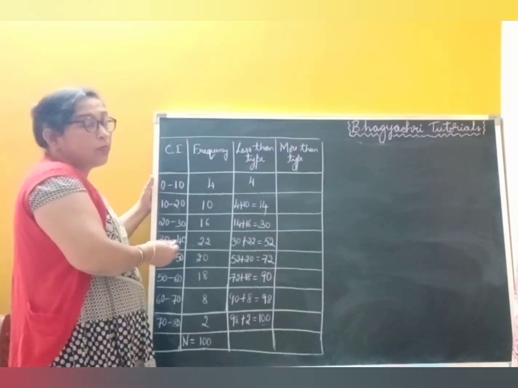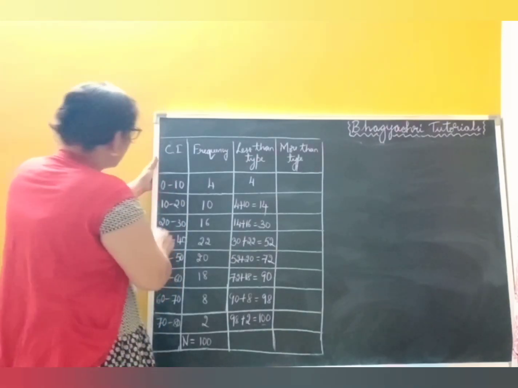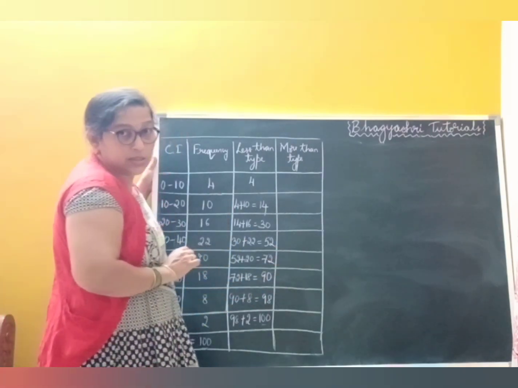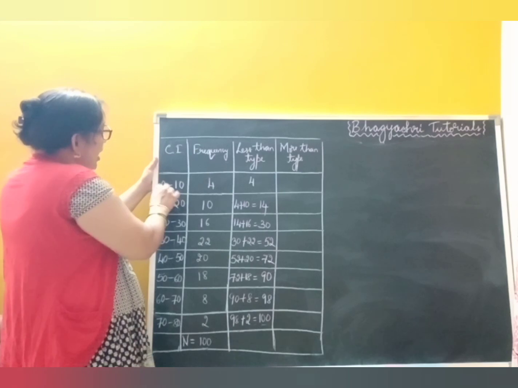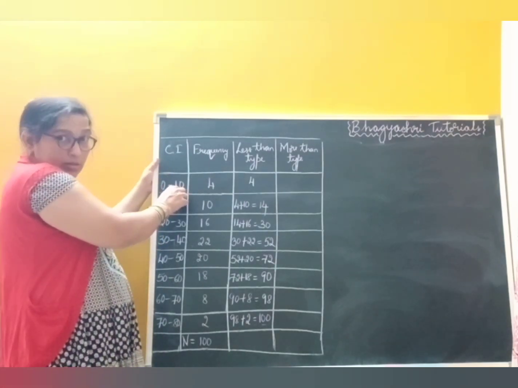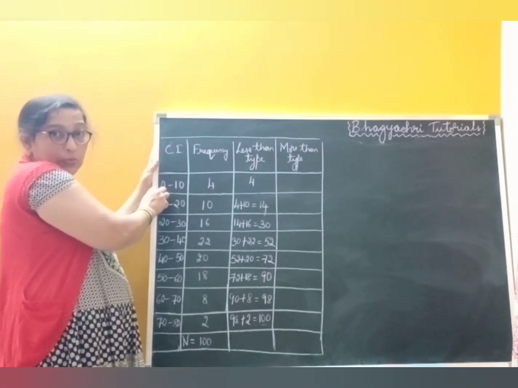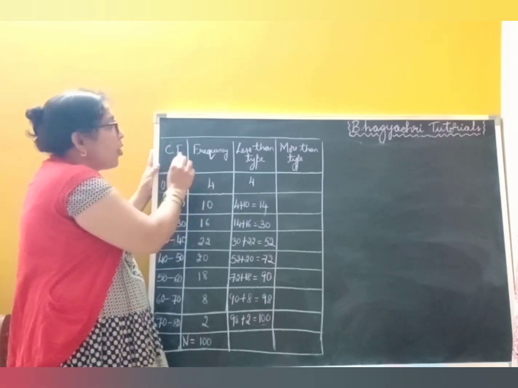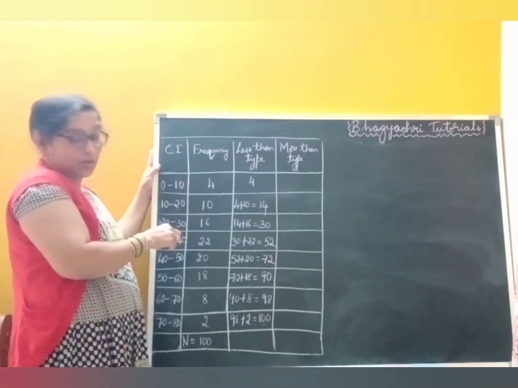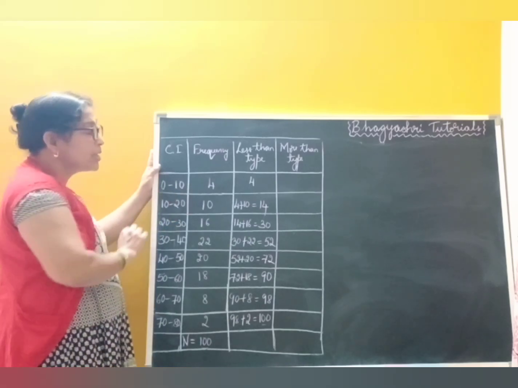See here, while constructing an ogive for more than type, we write lower limits of the class intervals along the x-axis. So let us start from the first row. Here, 0 to 10. The class interval is 0 to 10. Here this lower limit is 0. Now let us check how many students have got marks more than 0. Is it all 100? All 100 students have got marks more than 0.